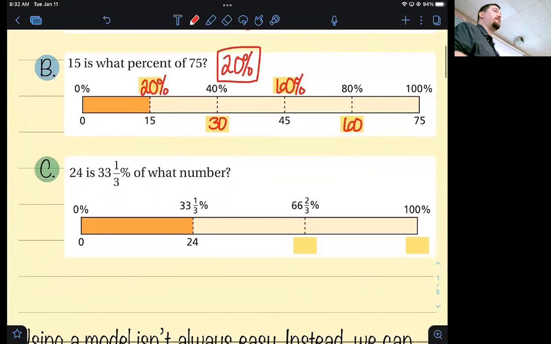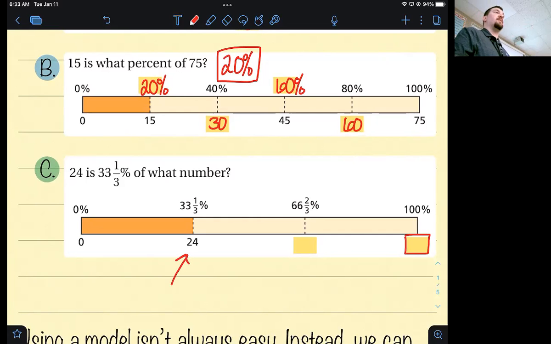And then part C, 24 is 33 1/3% of what number? Now remember, that's 33.3 repeating. So that's 1/3 as a fraction, and as a percent, 33 1/3%. That's why they split this diagram into thirds instead of fifths. 24 is 33 1/3%, or 1/3, of what number? So my answer is going to be this box here. Let's work our way there.